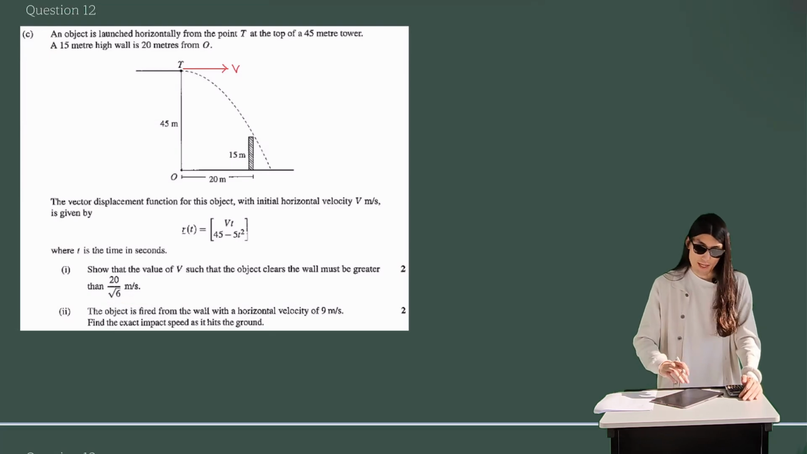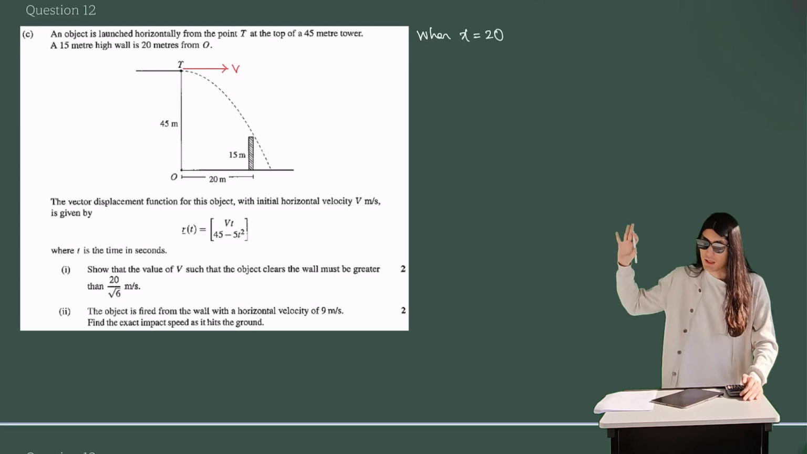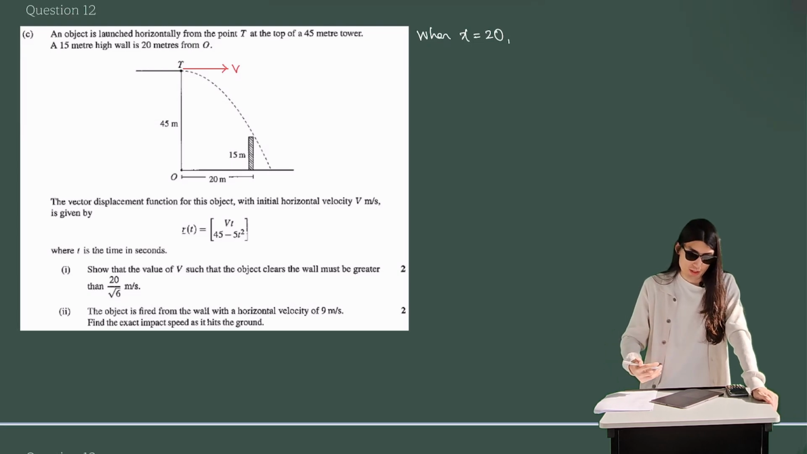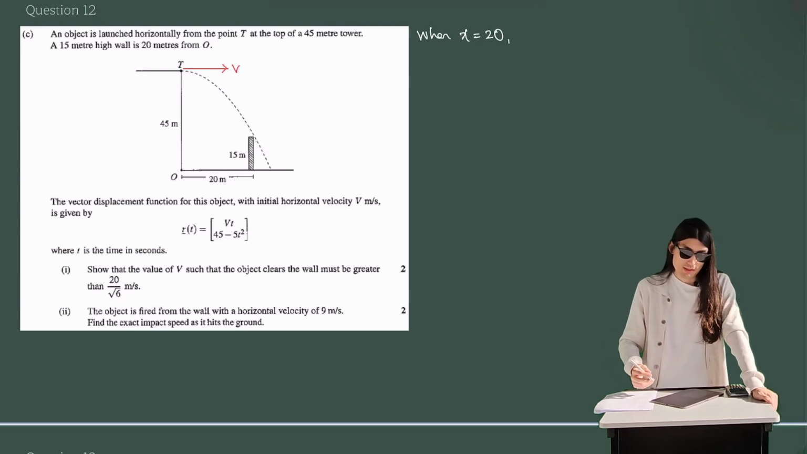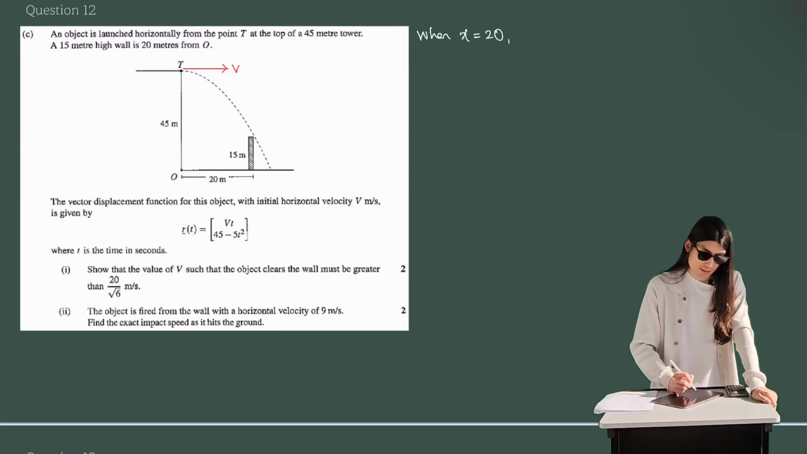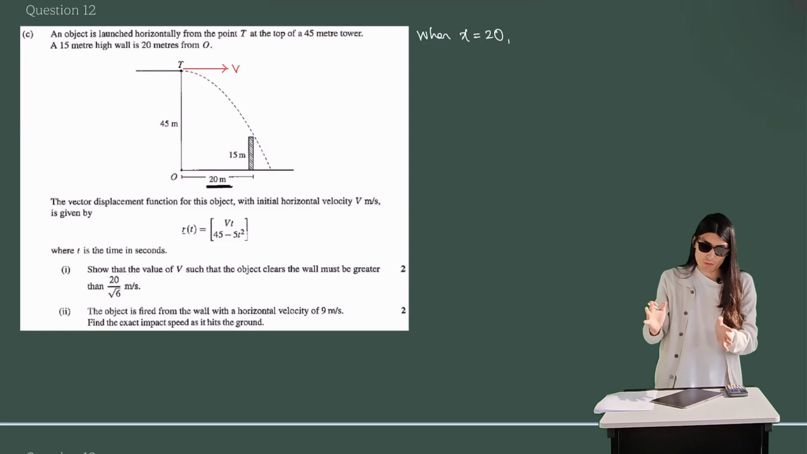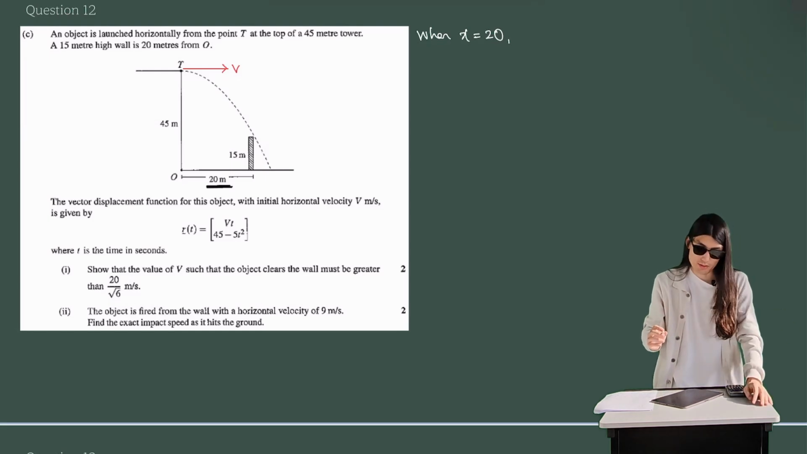Now, how I can do that is, as I have written down, I can investigate the displacement of the projectile when x is equal to 20. Okay, now what's the significance of that? That's when the particle, or the object, or projectile, horizontally reaches the wall, isn't it?